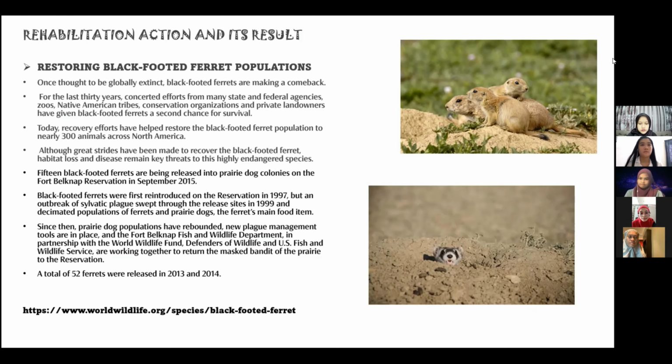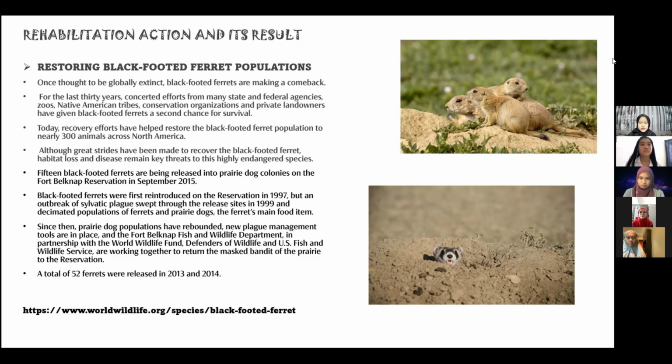New plague management tools are in place, and the Fort Belknap Fish and Wildlife Department, in partnership with the World Wildlife Fund, Defenders of Wildlife and U.S. Fish and Wildlife Service, are working together to return the masked bandit of the prairie to the reservation. A total of 52 ferrets were released in 2013 and 2014.